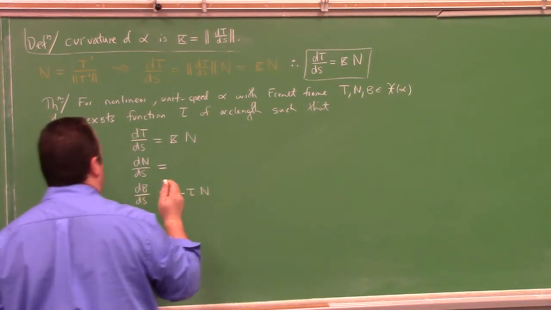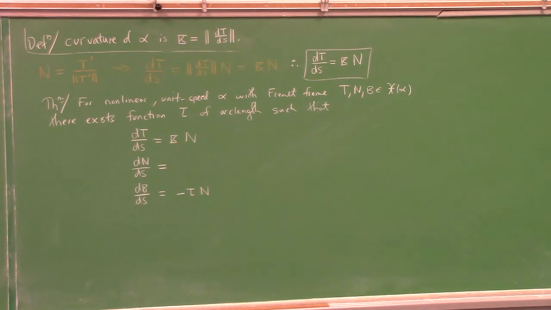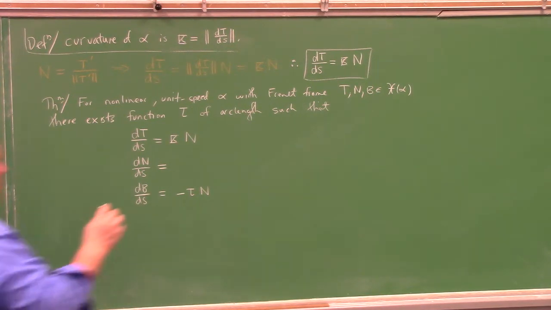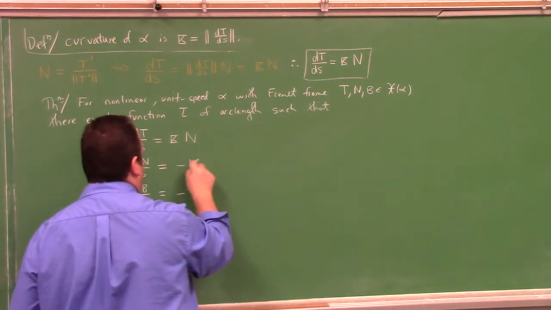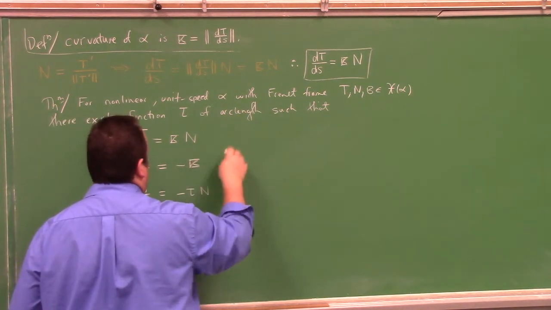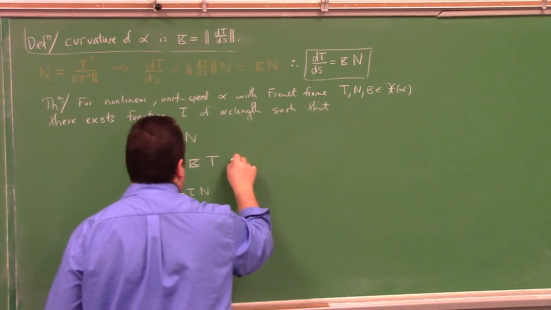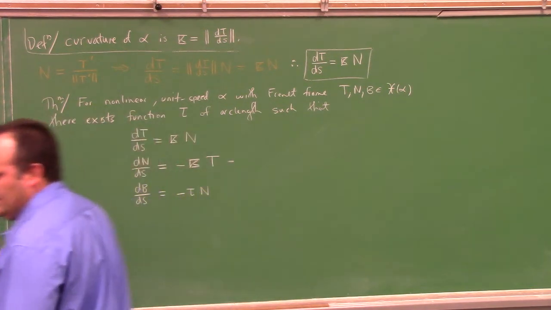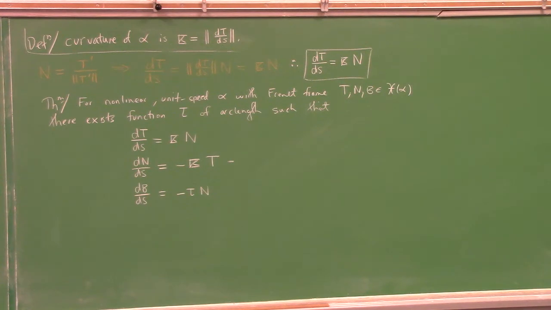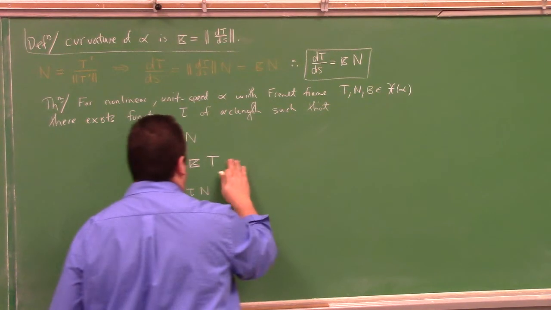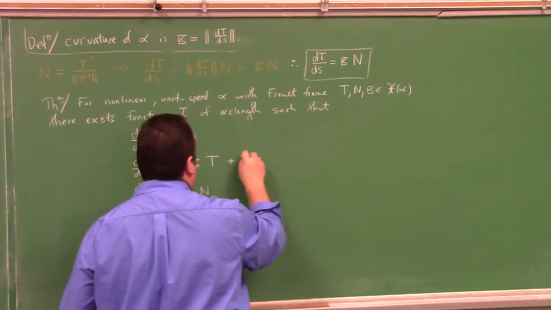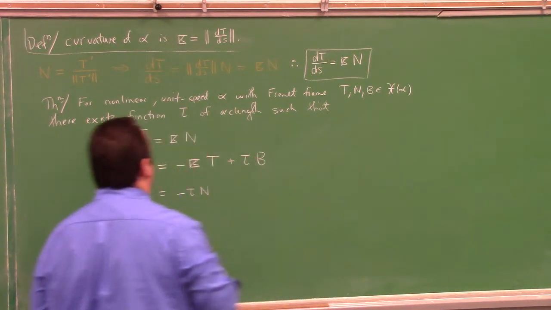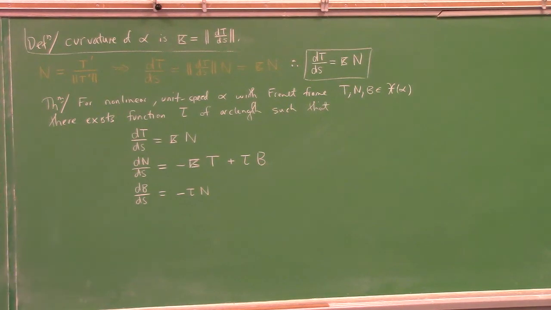And dN/ds is, oh man, I never remember these things. Minus kappa tau. Not tau, minus kappa t. Either plus or minus, my stupid memory. Plus tau b. Now this tau is called the torsion. All right, so this is a theorem.